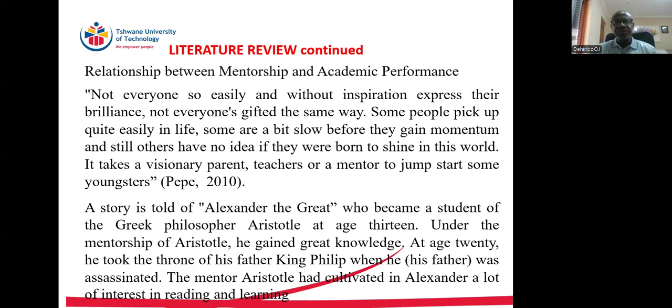Okay, so we have to also talk about the story of another king, Alexander the Great, who learned under the Greek philosopher Aristotle as he was about to take on the throne of his father, King Philip. The mentorship of Aristotle assisted him in being able to learn, especially reading and learning. In those days, there were no universities. So special efforts were made to ensure that the coming king is able to read and write effectively and learn also.